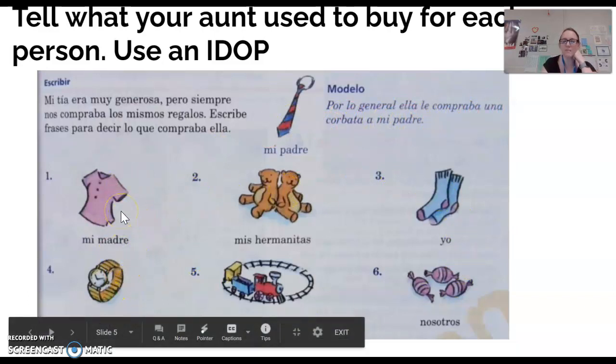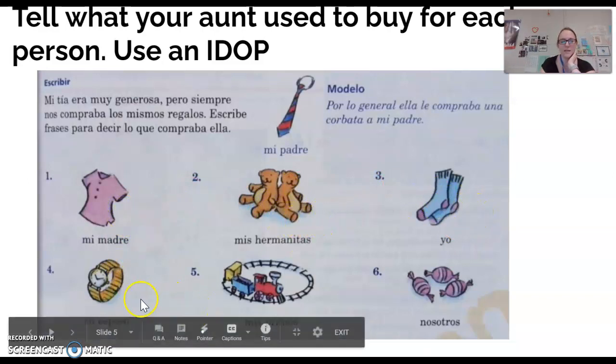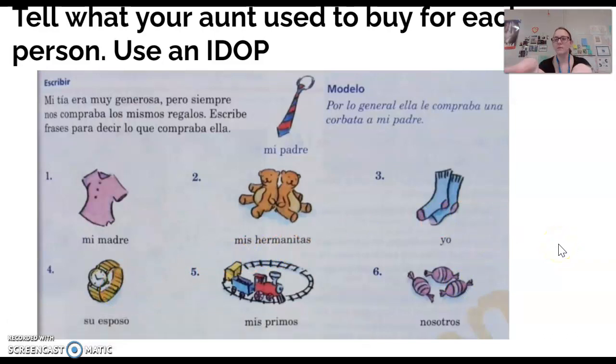Okay, so for my mom, a shirt. For my siblings, my younger siblings, teddy bears. For me, socks. Watch for her husband. A train for my cousins. And candy for us. Okay? So when you're done, go ahead and hit pause, and then when you're done, we'll go over the answers.